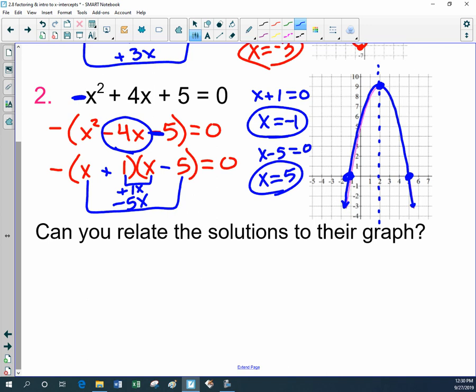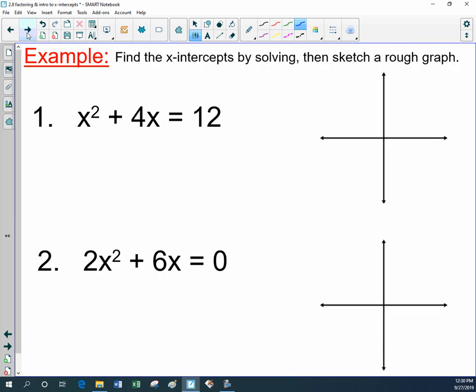That part we don't know yet. We'll learn that later. Okay? So let's look at an example. So this would be a test question right here. It says find the x-intercepts by solving. So that's what we've been doing. And then sketch a rough graph.